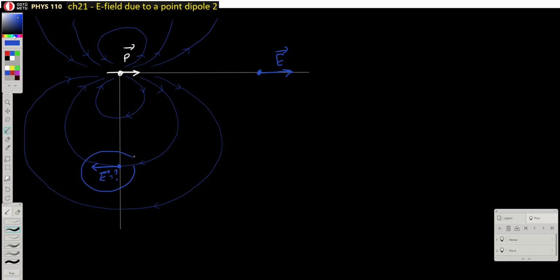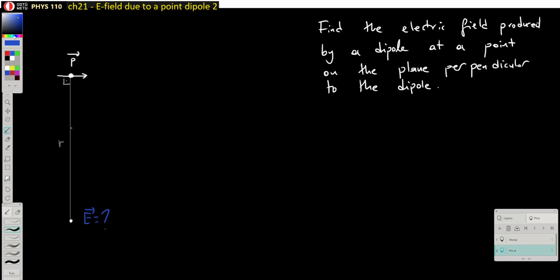We were trying to compute the electric field at some special points. So in this video, I'm going to compute the electric field at this point in here. Basically, this point is on a two-dimensional plane, where this plane is passing through the point dipole in here, and it is perpendicular to the dipole moment vector, right? So we just consider a point which is at a distance r from that. So let's go to the problem.